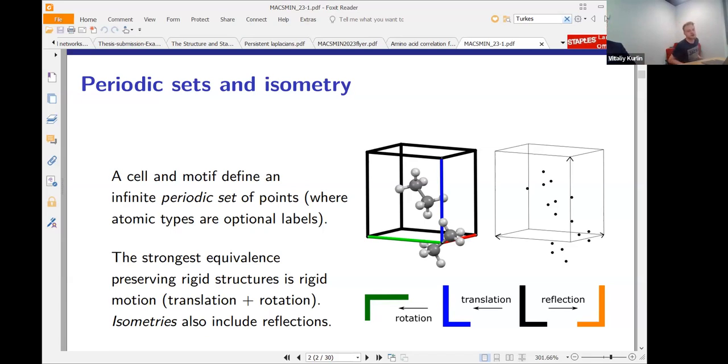And the first important concept to know about is rigid motion and isometry. So rigid motion is a translation plus a rotation. And isometry also includes reflection, which we're going to talk about partly because it's a bit easier than rigid motion. It's a very simple thing, just a distance preserving transformation. But the idea is that one of these transformations doesn't change the crystal we're talking about, the periodic set. It's the same thing, right?